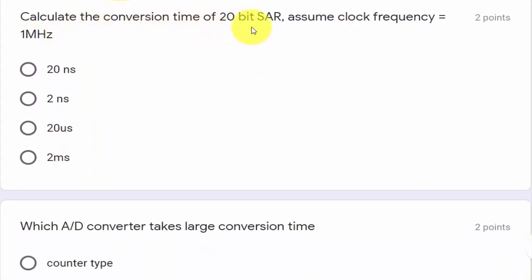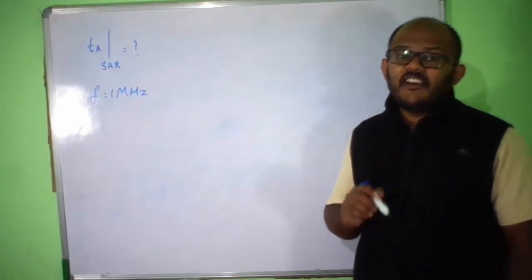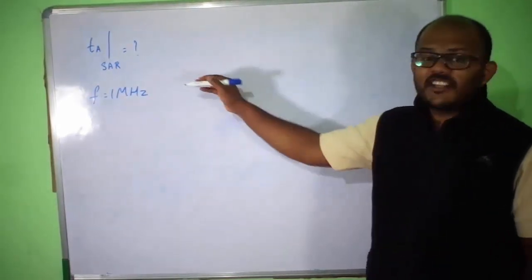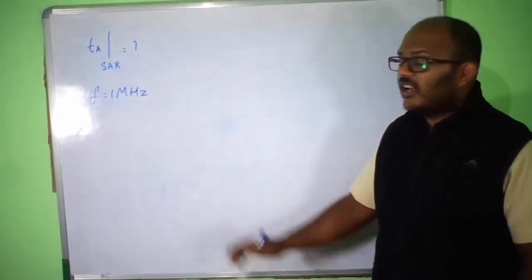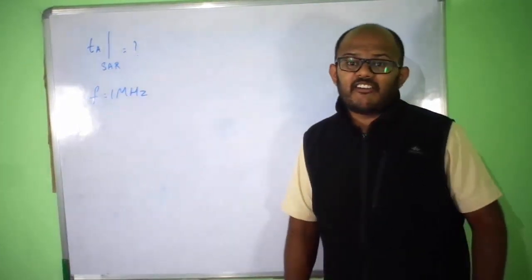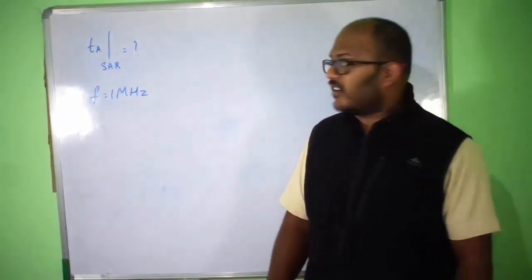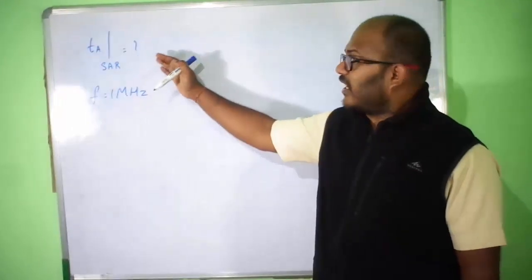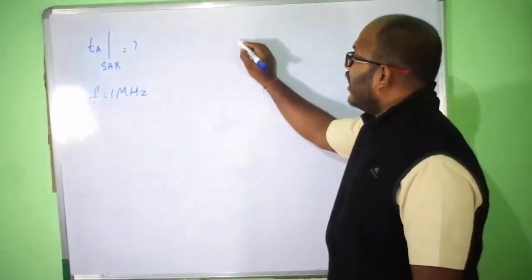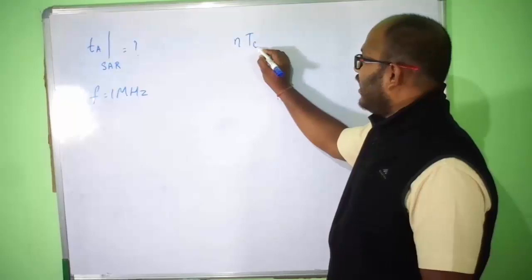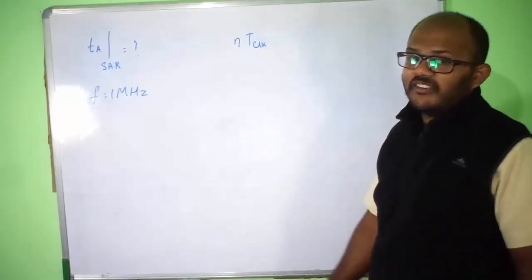Next question, calculate the conversion time of 20-bit SAR, assume clock frequency equals 1 megahertz. So here what they have given is clock frequency equals 1 megahertz. In this question we have to find the conversion time in the case of successive approximation register type. What is the conversion time in the case of successive approximation register? It is n times t clock.